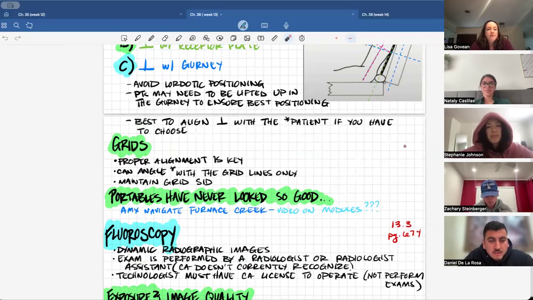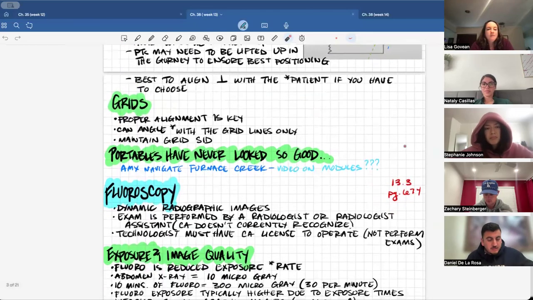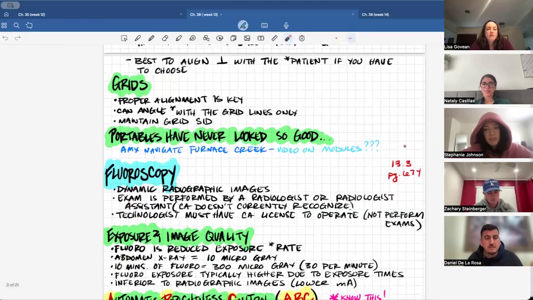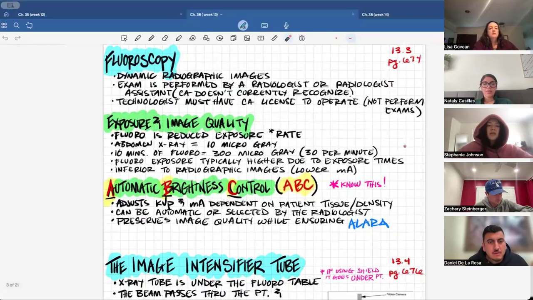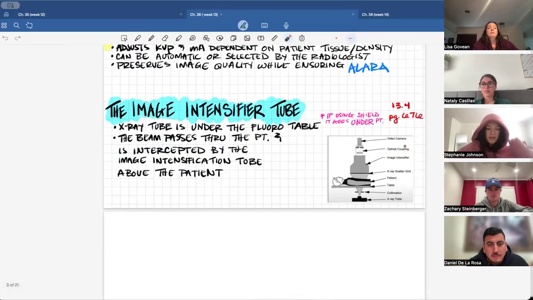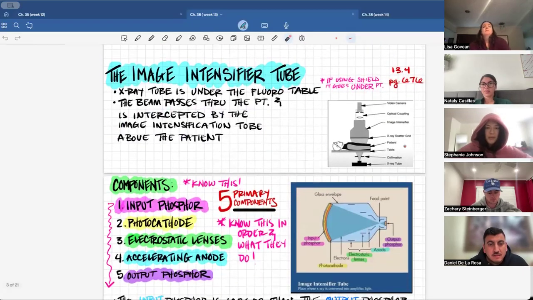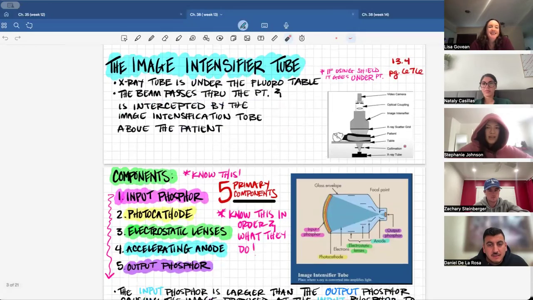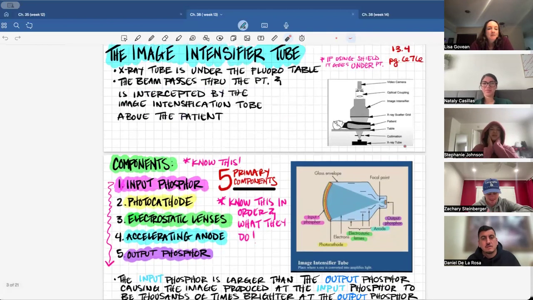Okay. And then leading on to the next, what are we on here? So I think next is the image intensifier. Yeah, I had questions about that. Me too. I think we all did on this one. What's your question, Stephanie?